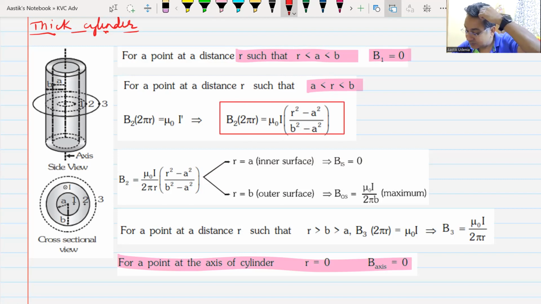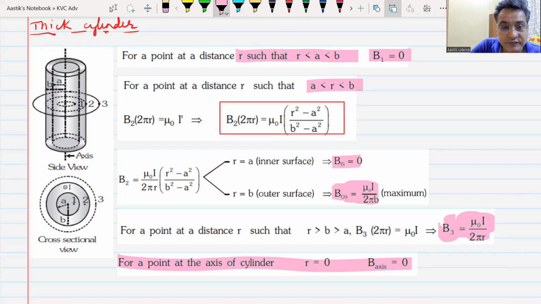R square minus A square divided by B square minus A square, outer minus inner. Now, you can remember it in any way. At the inner surface, the magnetic field will be 0, and at the outer surface, the magnetic field is maximum. Do we understand this? Yes, sir. At any point outside, the magnetic field will be the same as the other cases. Everyone understands this? Yes, sir. 2 minutes to note this down.